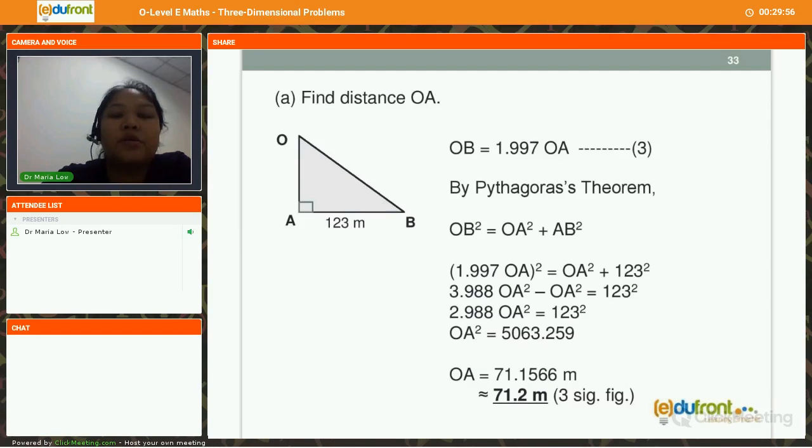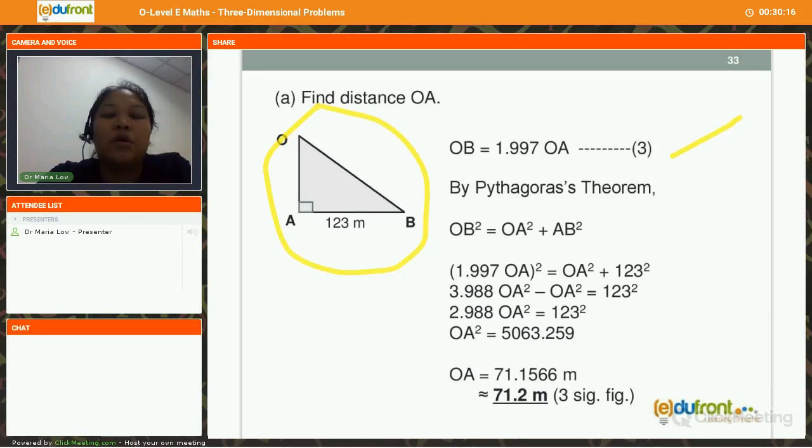So after that, once we have found the relationship, we can make use of Pythagoras to help us connect the relationships. The triangle that we're concerned with is actually the blue triangle that was at the bottom earlier on. So from here we can easily find the distance OA. Why? Because we know the relationship between OB and OA. We can easily substitute this equation into the Pythagoras theorem. And then what we get is actually the distance OA.